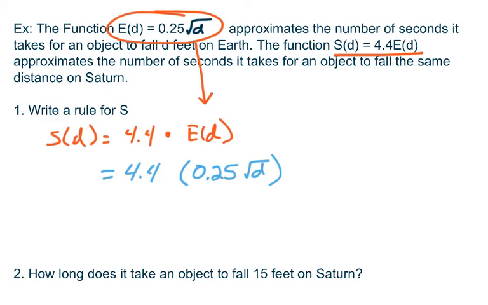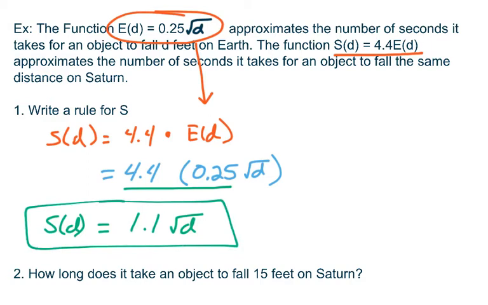Now, can we clean anything up? We can multiply these two because this is 4.4 times 0.25 times the square root of d. It's all multiplication, and you can multiply in any order. We do know how to multiply 4.4 and 0.25. What that's going to give us, and we'll just stay here in green, is equal to 4.4 times 0.25 is equal to 1.1 exactly. So 1.1 times the square root of d. And this is your answer right here. S of d is equal to 1.1 times the square root of d.